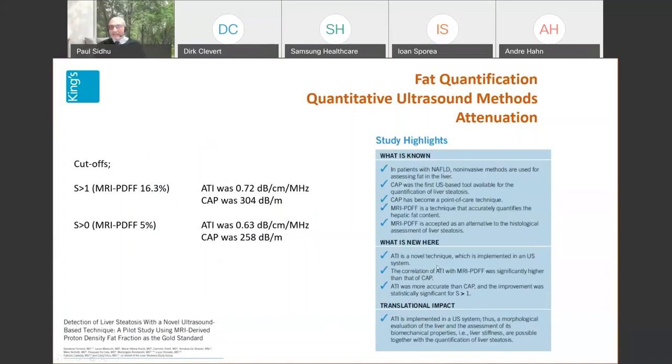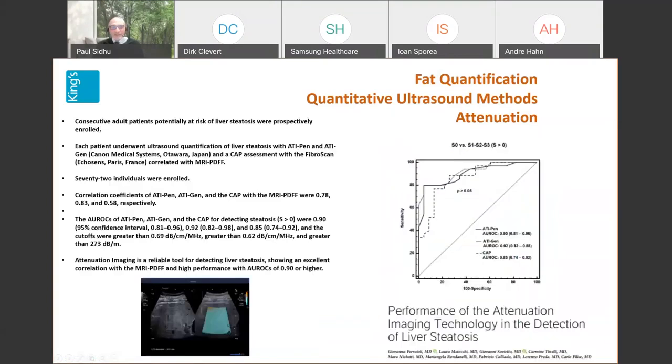So the study actually showed that this technique correlated well with the PDFF, and the correlation was significantly higher than that of CAP. So it was better than CAP in comparison to a gold standard. The translational impact was that once you've employed it on an ultrasound system, you get everything there: the morphological evaluation of the liver, assessment of the biochemical properties, and the elastography. So it saves time and you're improving your steatosis measurement.